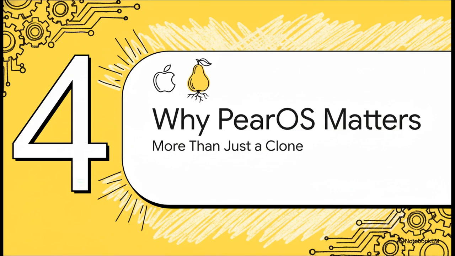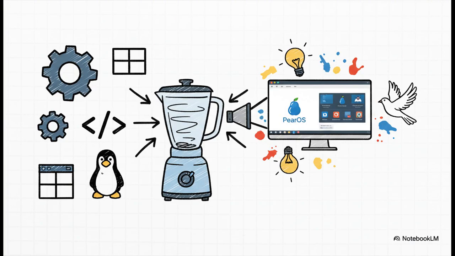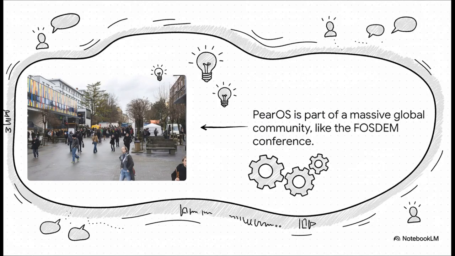So we've established that PearOS is a really well-made, capable operating system. But a project like this is about so much more than just being a clever copycat. So for our final section, let's talk about what it all means in the bigger picture of technology. When you get right down to it, PearOS is just a perfect example of the open source spirit. It's all about freedom. The freedom to take tools that already exist, share them, and then remix them into something completely new and exciting.